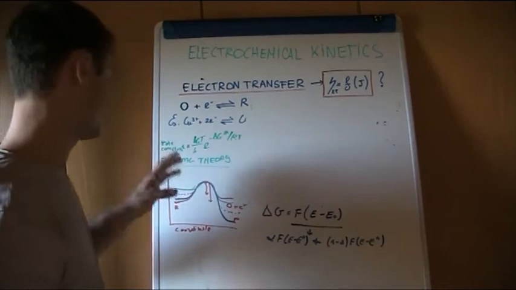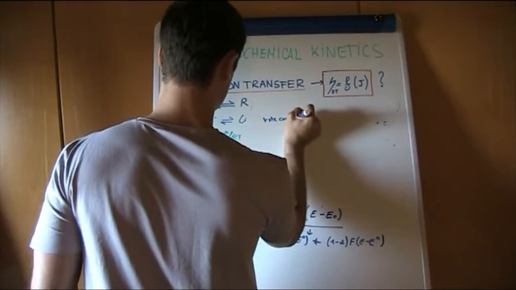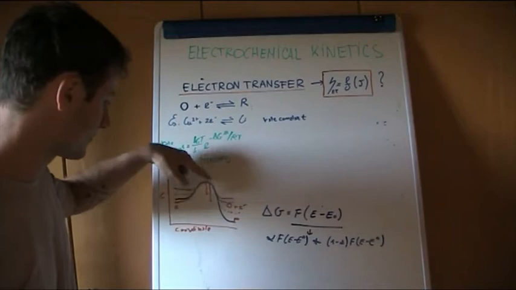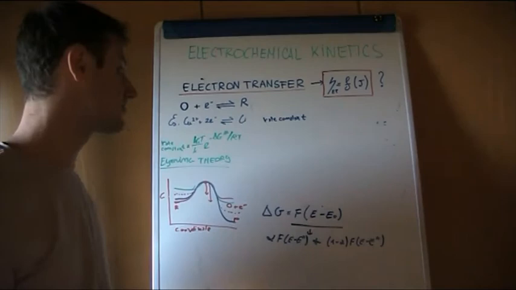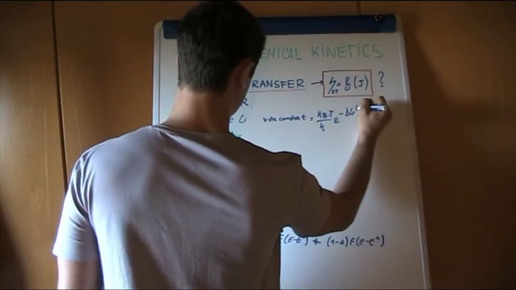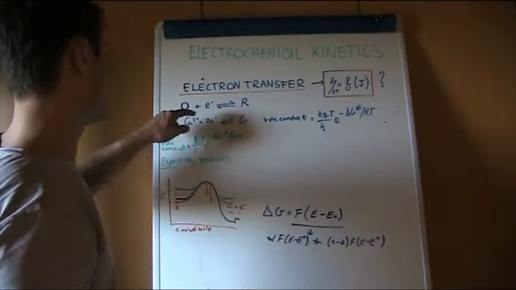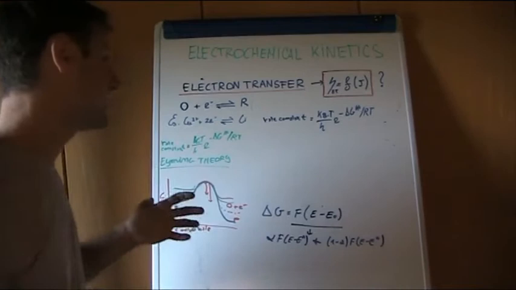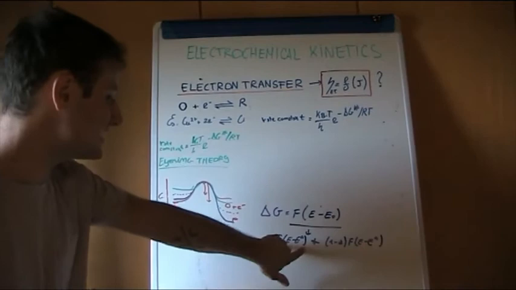We know that the rate constant of, for instance, the oxidation, the reactions proceeding toward the oxidation, could be described in which way? Well, basically we know that this is equal to k_B T over h exponential minus the free energy of activation over RT. But now, if we are looking at this reaction, the free energy of activation is reduced. Why is it reduced? Because it's reduced by this amount, because we have increased this portion.